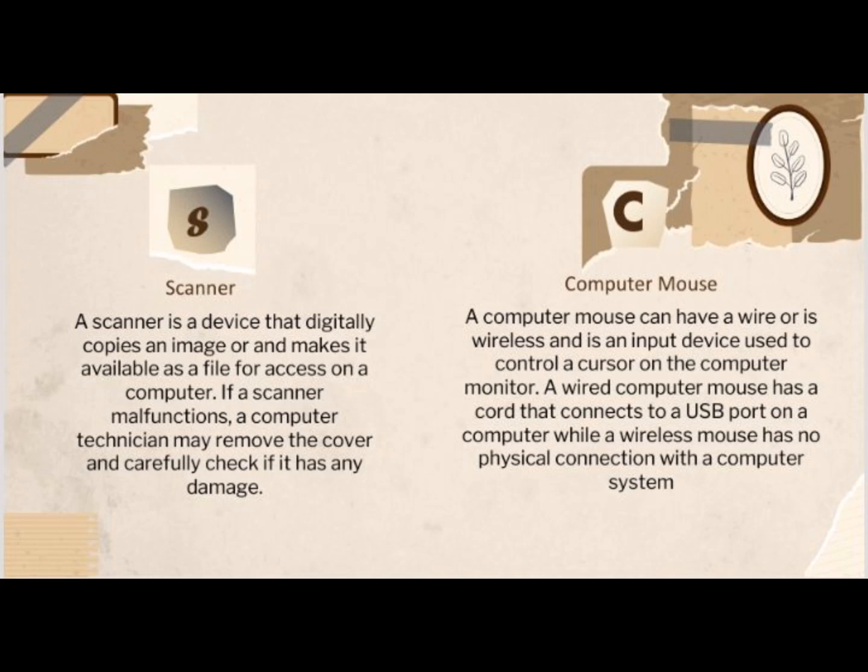Computer mouse. A computer mouse can have a wire or be wireless, and it is an input device used to control a cursor on the computer monitor. A wired computer mouse has a cord that connects to a USB port on a computer, while a wireless mouse has no physical connection with a computer system.